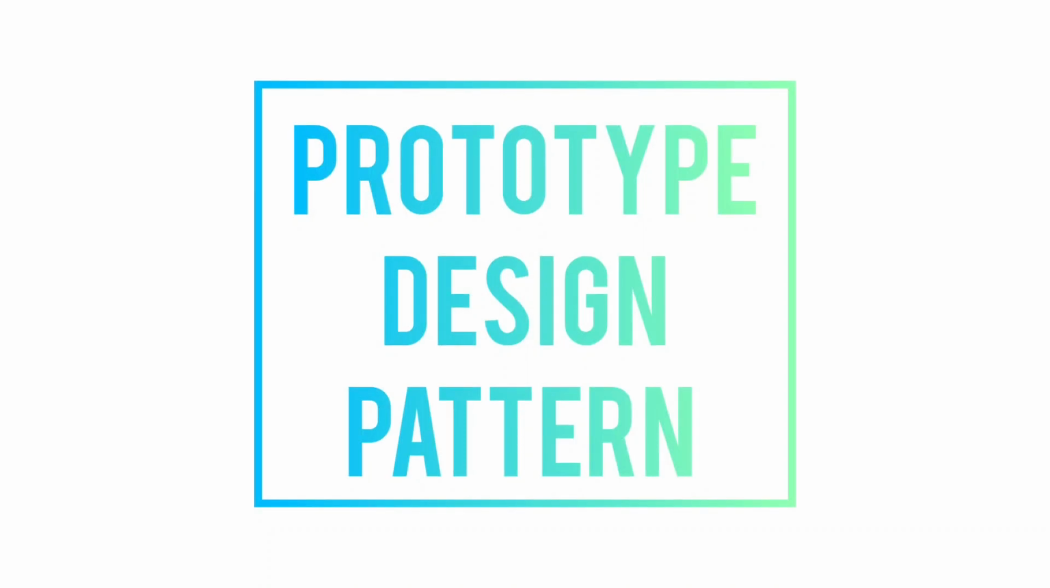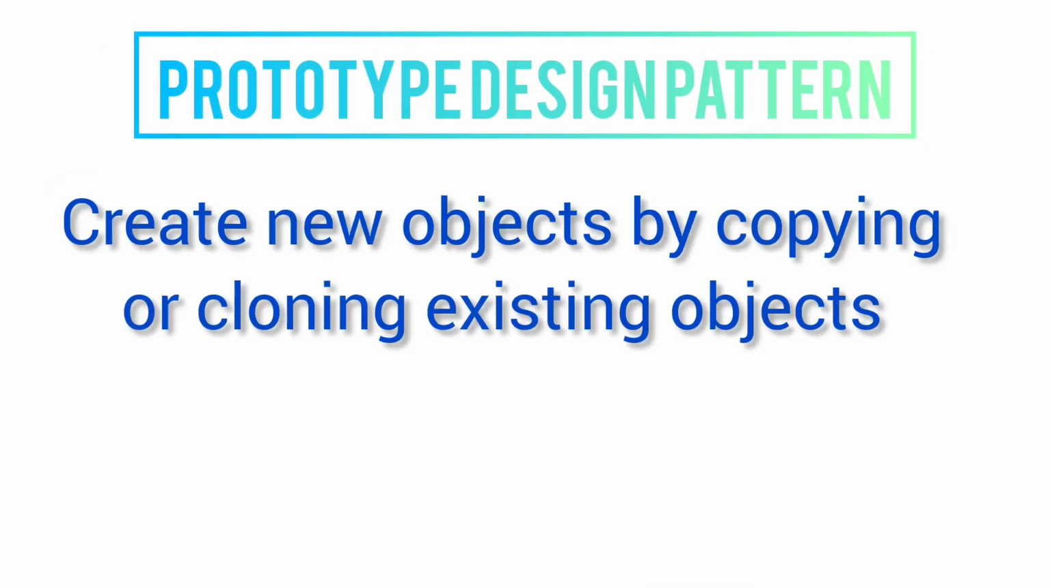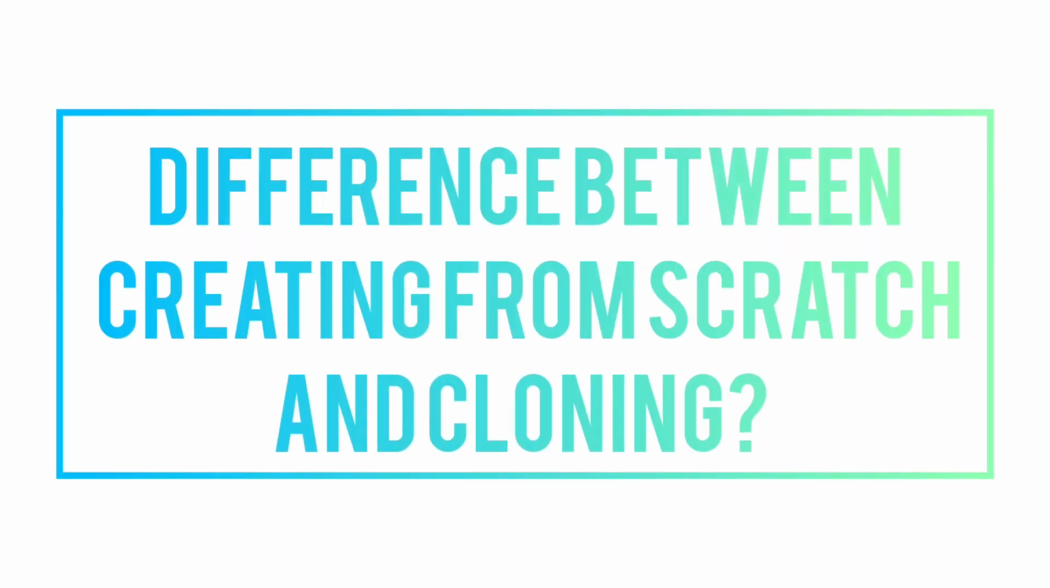Hello everyone. So today let's learn about the prototype design pattern. This is also one of the creational design patterns, which revolve around how objects are created. According to this pattern, we can create new objects by copying or cloning existing objects rather than creating new objects from scratch. So what could be the difference between creating from scratch and cloning?